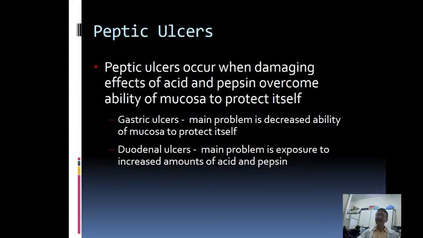If the ulcer is in the stomach, it is called a gastric ulcer. If it is in the duodenum, it is called a duodenal ulcer. The causes of gastric ulcers and duodenal ulcers are different. If an ulcer happens in the stomach, it is because of the decreased ability of the mucosa to protect itself, that is, there is less secretion of mucin in the mucosal layer. If the ulcer is in the duodenum, the cause is different, because here there is exposure of the duodenal mucosa to an increased amount of hydrogen ions, that is, acid and pepsin.